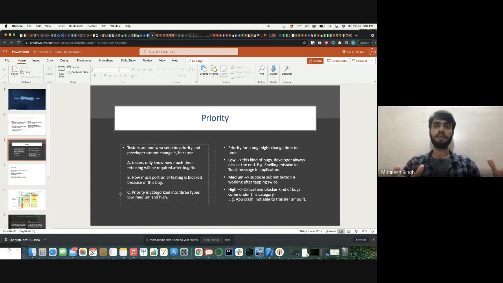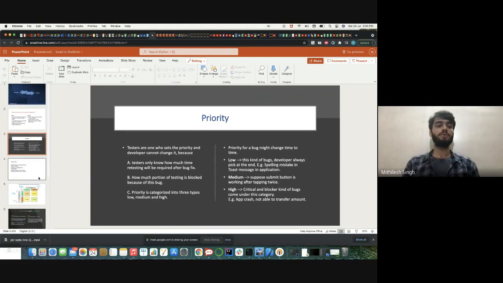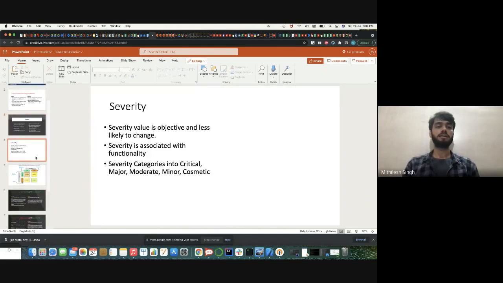The Gmail application is just for sending mail to our friends. So if we are not able to do that, that means the major functionality is not working, and we will always give high priority to that kind of bug. So this is all about the priority, guys. Let me go to the severity.